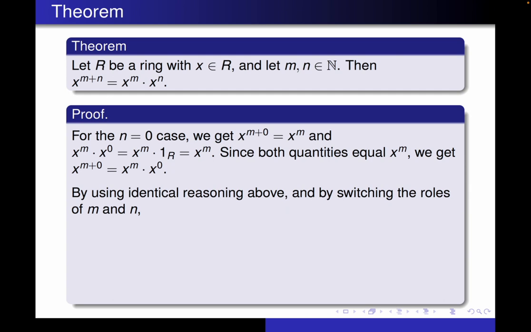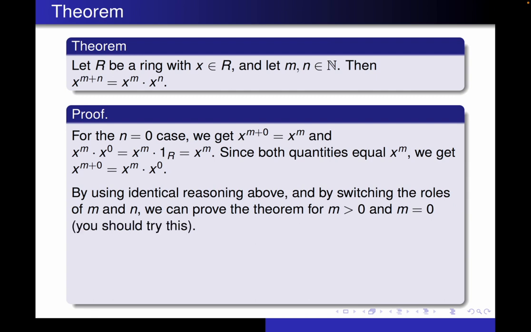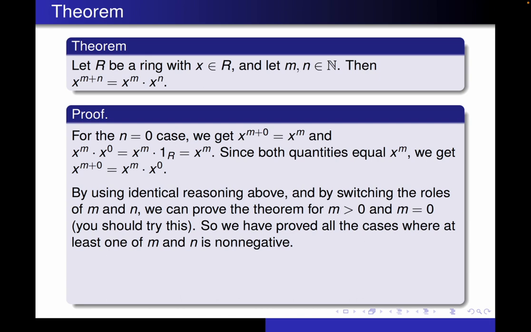Now, we can go through both of those cases again. Instead of doing induction on n, we can do that same induction on m. I'm not going to go through all that pain for you. I'm going to let you do that. Maybe try it yourself. If we do that, we can prove the theorem is true for m greater than 0 and m equal to 0. Which means, and again, you should try this, I very much encourage you to do that. The steps will be very, very similar. So then we have proved all the cases where at least one of m and n is non-negative.